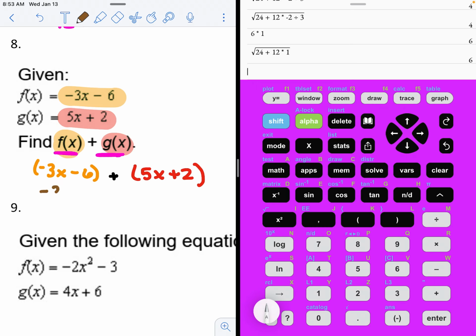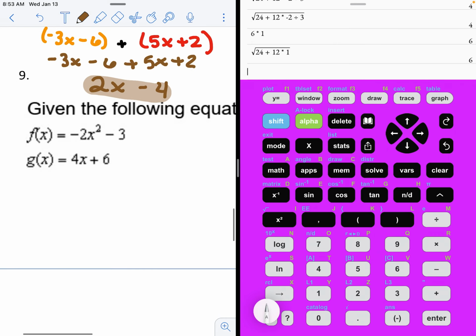So that would be negative 3x minus 6 plus 5x plus 2. Distribute your positive. Final answer, 2x minus 4. I'll even highlight that in poopy brown just for you. So the final answer is 2x minus 4. So they just wanted to add the two equations together. That's kind of like the long story short.